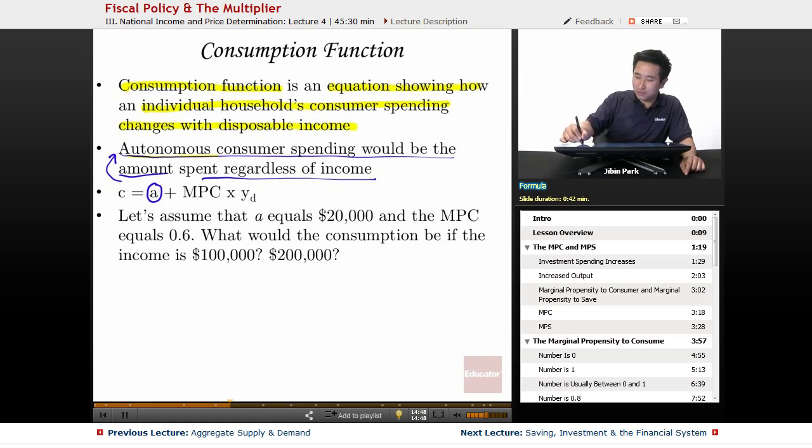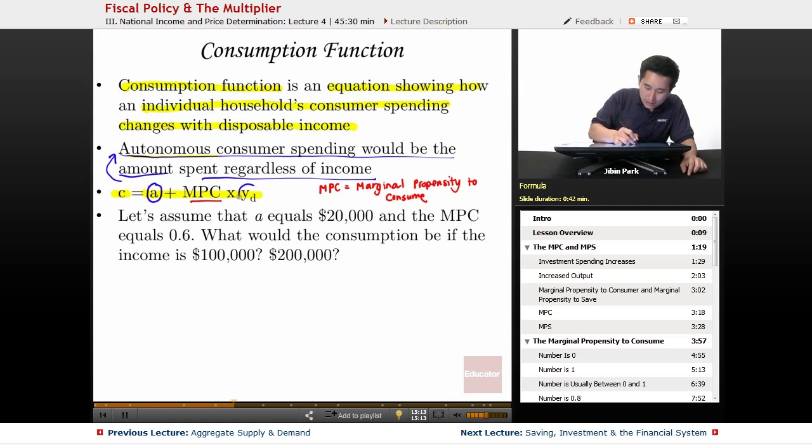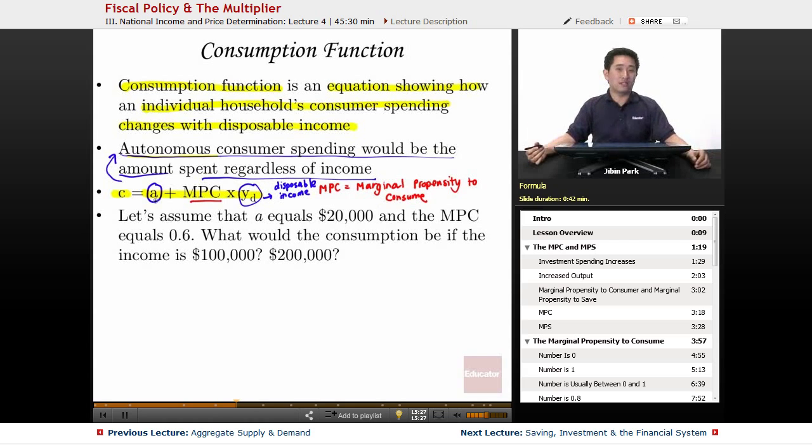This consumption function is basically saying consumption is A plus MPC times YD. We've gone over MPC: it's the marginal propensity to consume, the percentage of money you're going to consume. And YD is the disposable income. So what percentage of your disposable income are you going to consume? Then you add that to a preset amount that you're already going to spend, and that's your consumption figure.